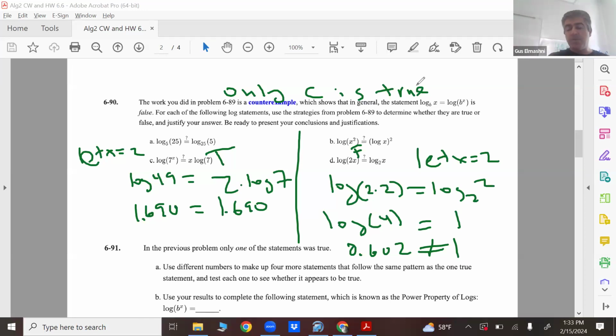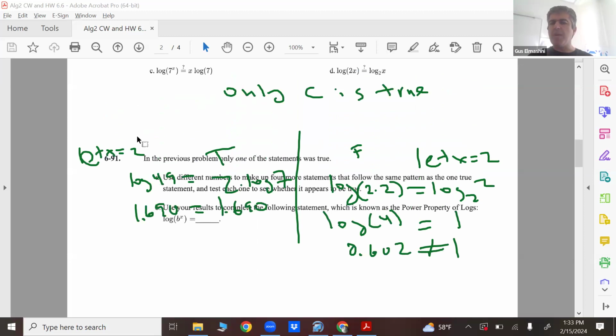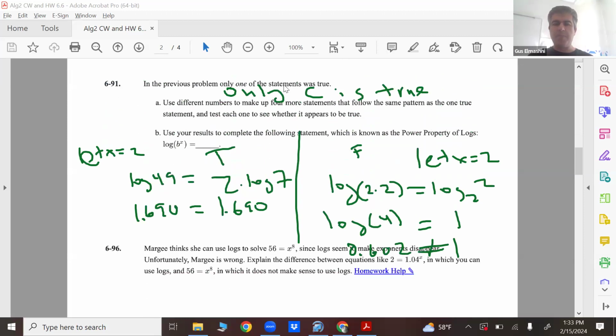We saw A was false when we worked it out. We saw B and D were not true by plugging in numbers for X. Also plugging in numbers for X for C, but C did work. A, B, D did not work. Right. I mean, if you're going through discovery, this is the first time you're learning, that's always a good strategy for any concept. Plug in numbers, see what happens.